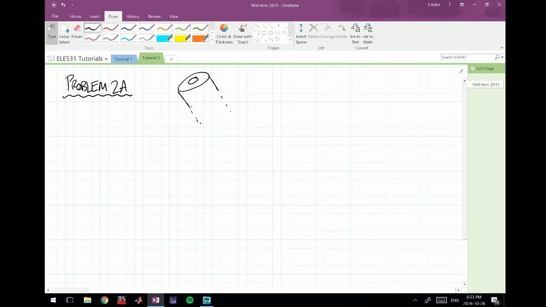So he wants a cross-sectional view. So let's use the circle tool and be fancy. And there we go. And it tells us the inner radius is A, the outer radius is B. So this inner radius is A, and this outer radius is B. What else does it tell us?